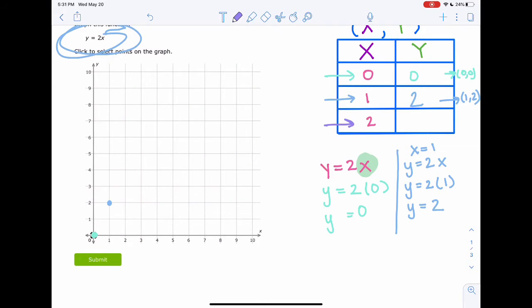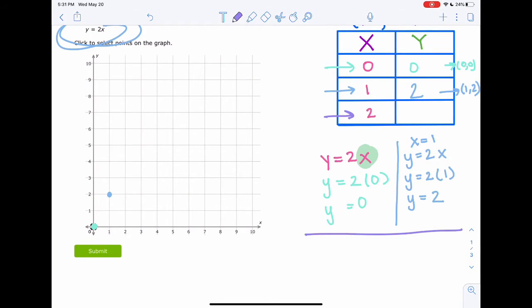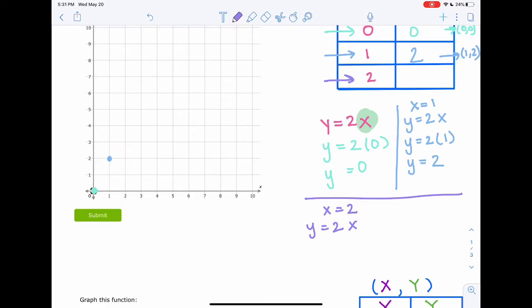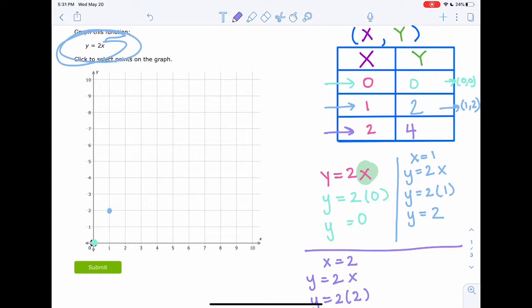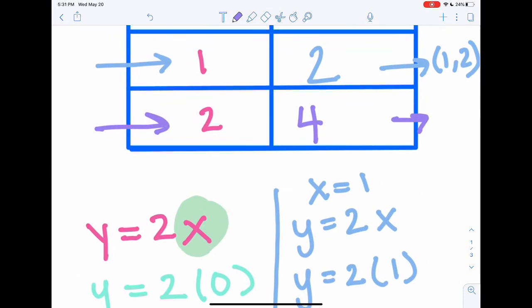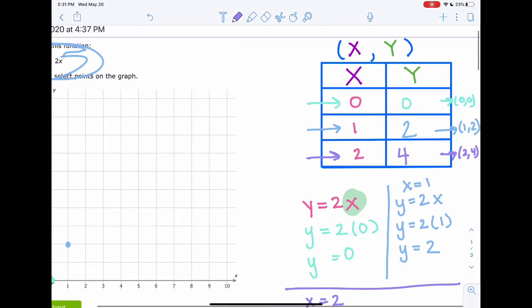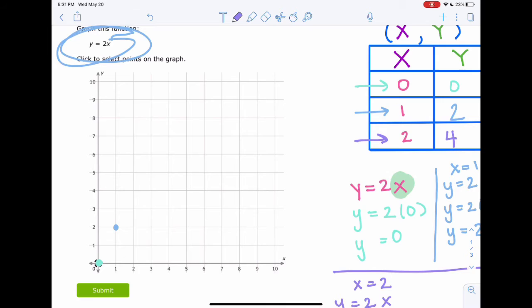All right, I still have one more. I have when x equals 2. So when x equals 2, y equals 2x, I'm going to go ahead and substitute in 2 for x. So y equals 2 times 2. y equals 2 times 2 is 4. So I get 4 up here. So my coordinate point is now 2, 4. So when I graph that, 2, 4, it's going to look like that.